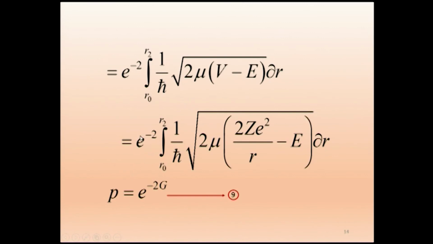Now I will be getting e power minus 2g R0 to R2 2 mu. In this tunneling region, the potential is 2z squared by r. So I am just writing 2z squared by r minus this is the kinetic energy, which is E. In the tunneling region, this is the potential. If you refer to the diagram, we know that at that part it is V, 2z squared by r, the Coulomb potential. 2 refers to the atomic number of the alpha particle, Z refers to the atomic number of the daughter nucleus, and each one is carrying charge e. So 2z squared by r will be the potential.